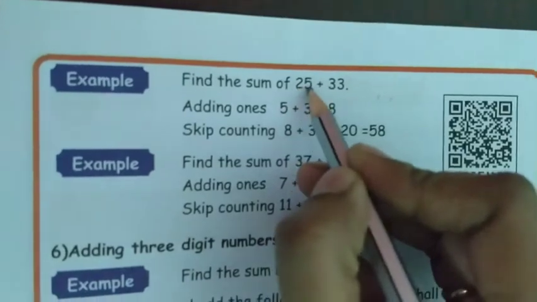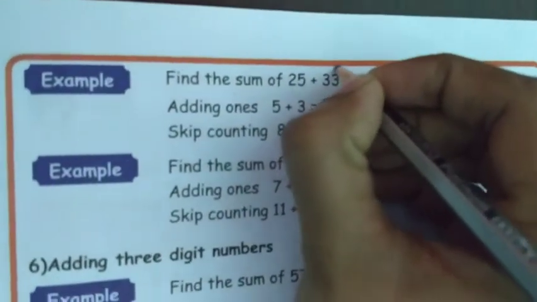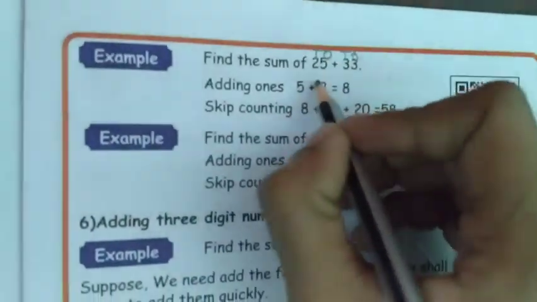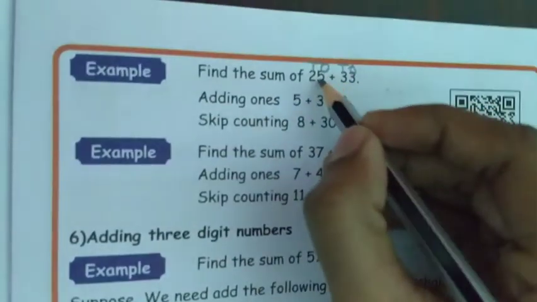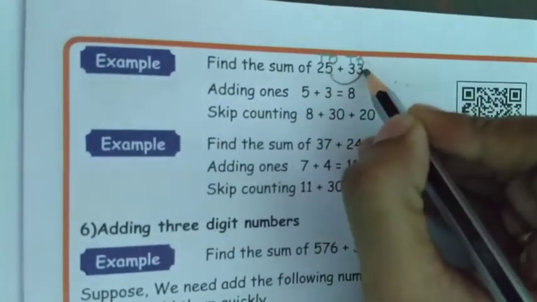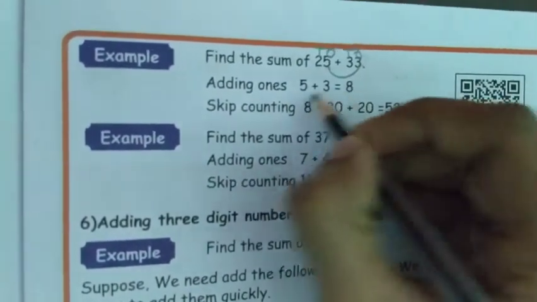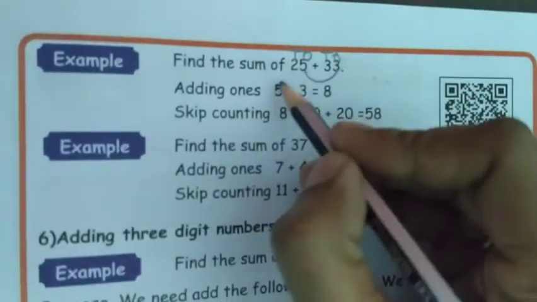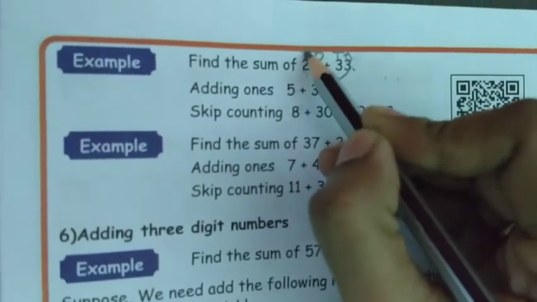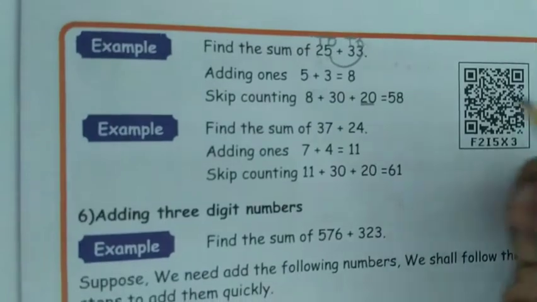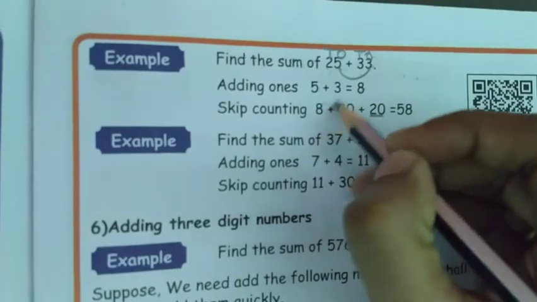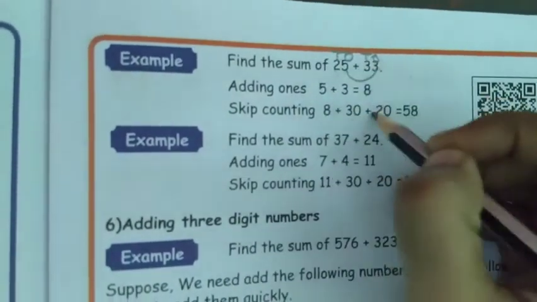Find the sum of 25 plus 33. First put ones and tens. First we add what? Adding ones. In the ones place, 5 and 3. So add 5 plus 3, what? 5 plus 3 is 8. So put 8 plus, next skip counting. Look at the tens place. Here 2 tens means 20. Then here 3 tens means 30. So 8 plus 20 plus 30.